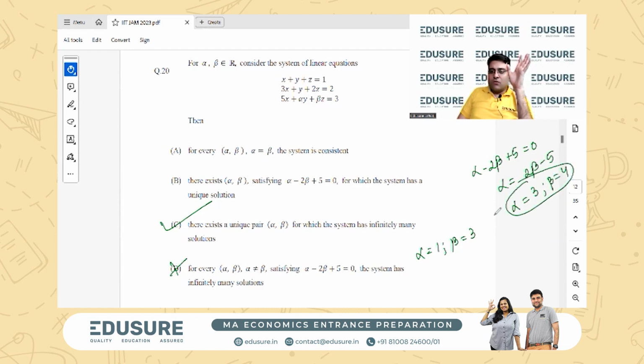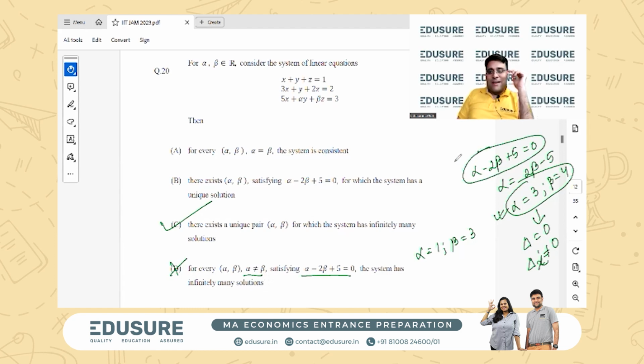Alpha is equal to 3, beta is equal to 4 will mean that delta is equal to 0, but delta x, delta y, delta z are all not equal to 0. That is, my delta i's are all not equal to 0. So alpha equal to 3, beta equal to 4 will mean inconsistent equations. So for every alpha beta where alpha not equal to beta satisfying this, the system has infinitely many solutions. No, no. Alpha is equal to 3, beta is equal to 4 satisfies this equation.